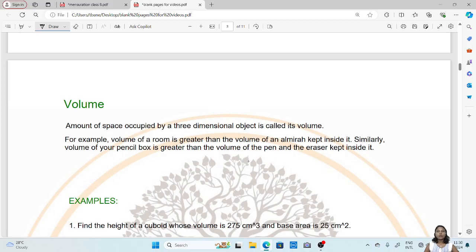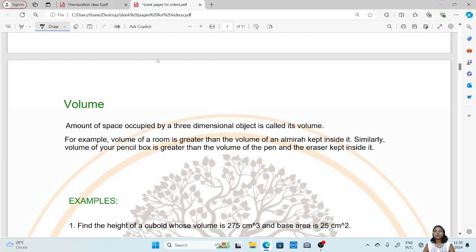Similarly, the volume of your pencil box is greater than the volume of the pen and the eraser kept inside it. So they are saying now another example, the volume of the pencil box that we use is much greater. That's why our smaller things like our pens, our erasers, they fit inside properly.